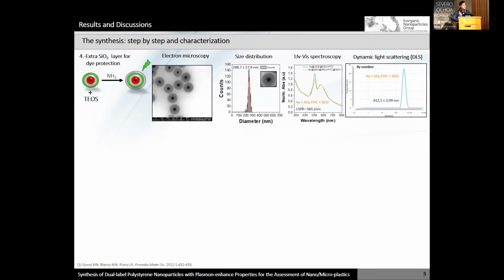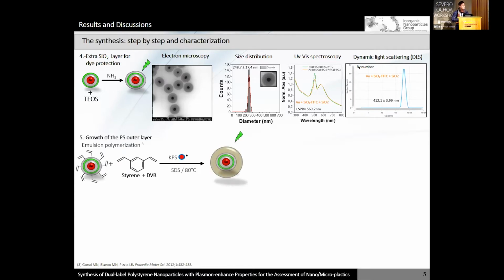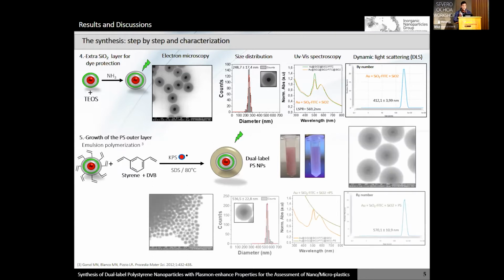And finally, I grew this polymer layer using the emulsion polymerization reaction, in which I used potassium persulfate as a radical initiator and styrene as a monomer to form polystyrene. And I achieved these dual-label nanoparticles for use in multimodal imaging. I characterized them by electron microscopy, having a size distribution of around 536 nanometers. In the UV spectra, we can see the high scattering of the polystyrene, burying the signal of the gold and the fluorescein, and also correlating with the hydrodynamic size.